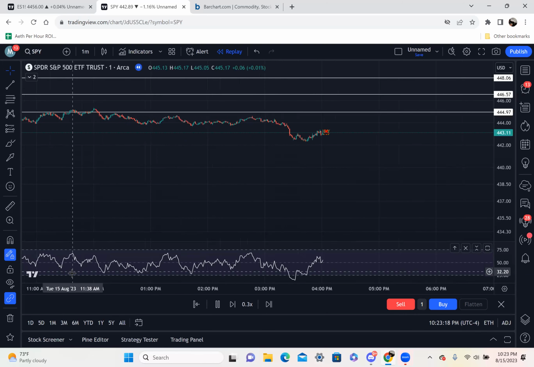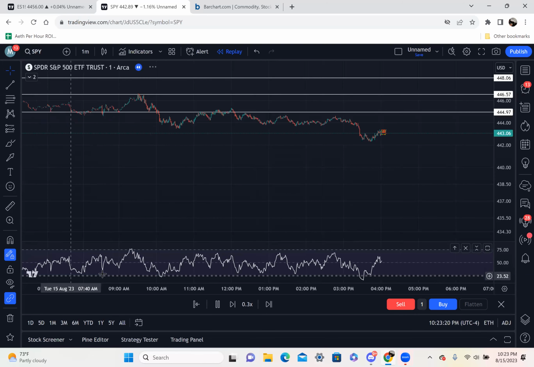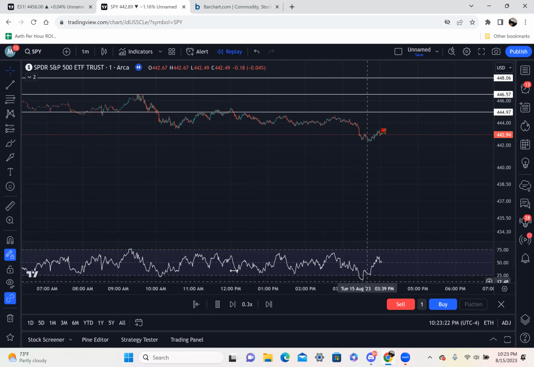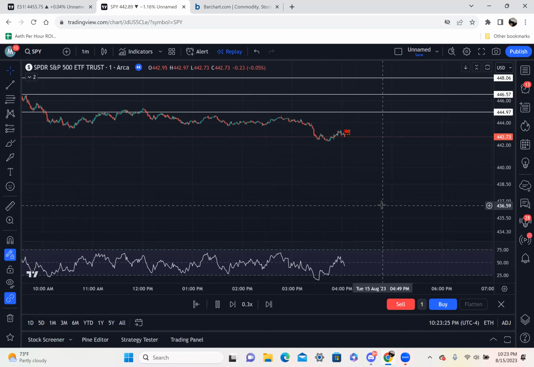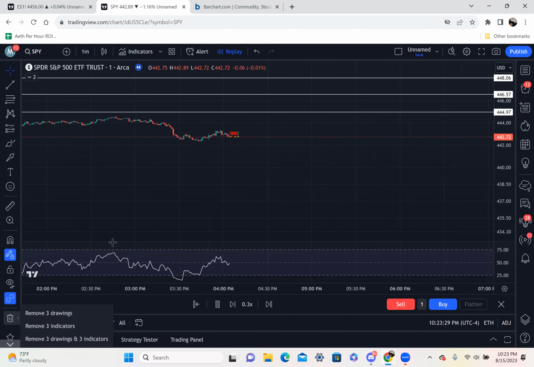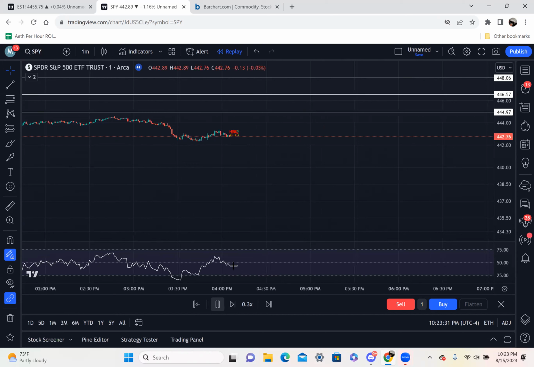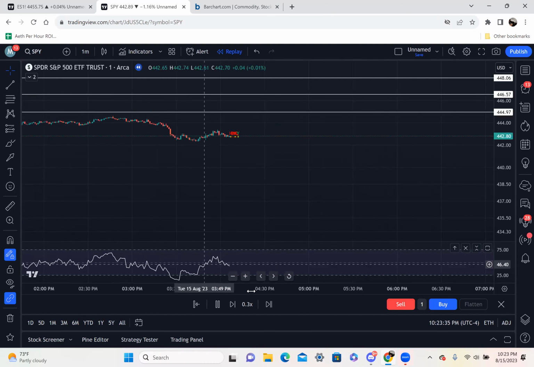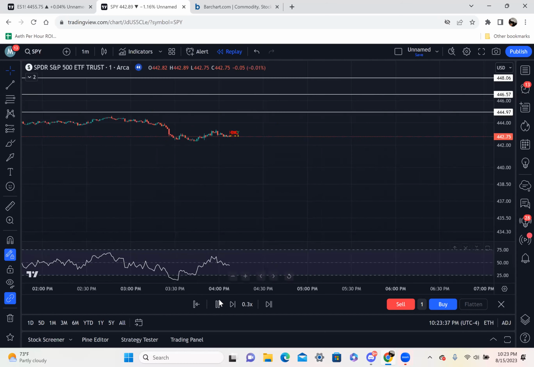Once it gets oversold on the 1 minute, it ain't got nowhere else to go. Got nowhere else to go. But the perfect setup is this. The perfect setup is when it's across time frames. So look, I'm gonna pause it so you can see.